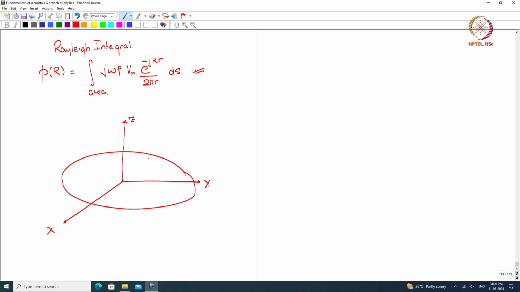Now it is at theta, let us say. This is a receiver point. So from the origin it is at r. So its coordinate location is r, theta and phi.